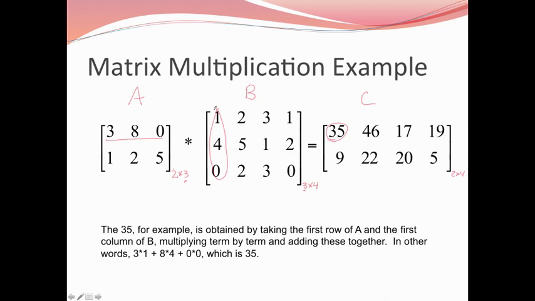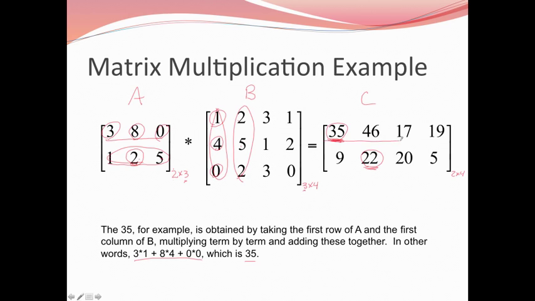So notice they have the same number of elements, the rows of A and the columns of B, so we can multiply term by term and add them all together. So in other words, this C sub 1,1 is 3 times 1 plus 8 times 4 plus 0 times 0 gives us 35 as a result, as written down here. So let's just pick another arbitrary one. C sub 2,2 is going to be found as the second row of A and the second column of B. Again, multiplying terms, 1 times 2 plus 2 times 5 plus 5 times 2 gives us 22 as a result.